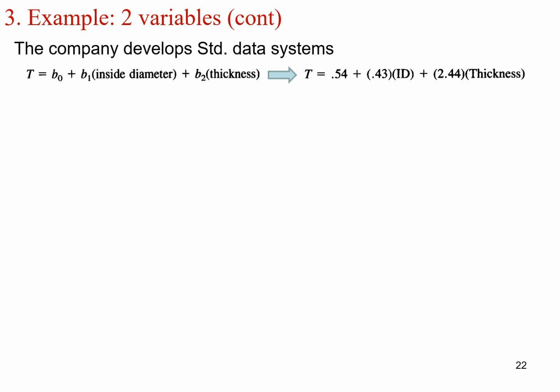We can develop a linear model for two variables. We solve three equations for three unknowns to arrive at the relationship t equals 0.54 plus 0.43 multiplied by internal diameter plus 2.44 multiplied by the thickness.